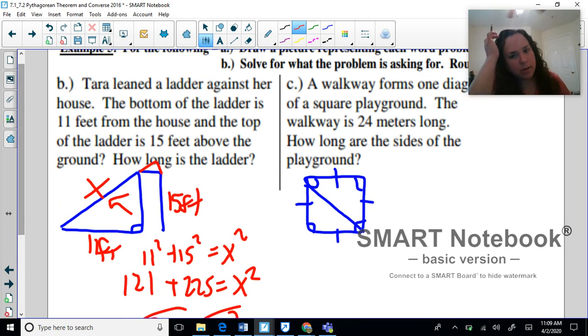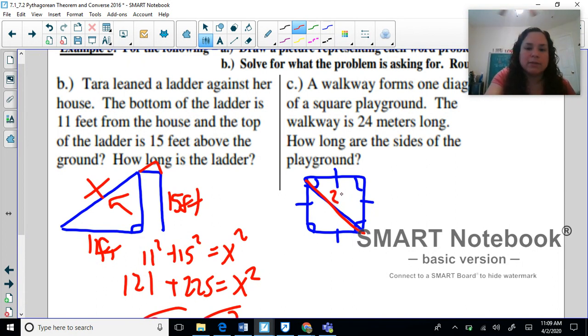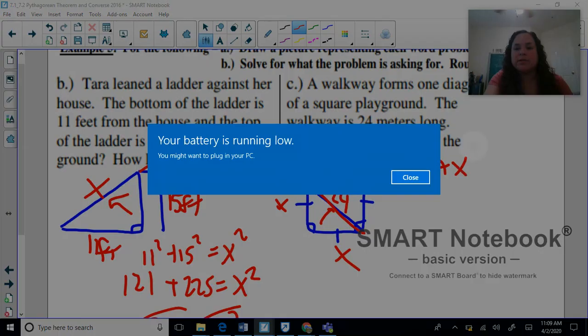Part C. A walkway forms one diagonal of a square playground. So here's the square, and the diagonal is this here. The walkway is 24 meters long, so that means that the 24 goes in the hypotenuse. How long are the sides of the playground? Since we're dealing with a square, all of the sides are equal, so we're going to label these x. So that'll become x squared plus x squared equals 24 squared.